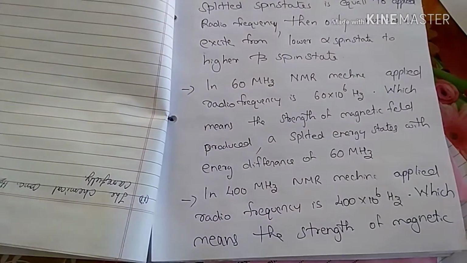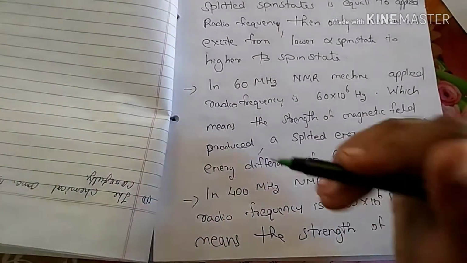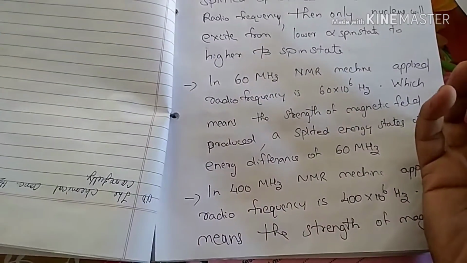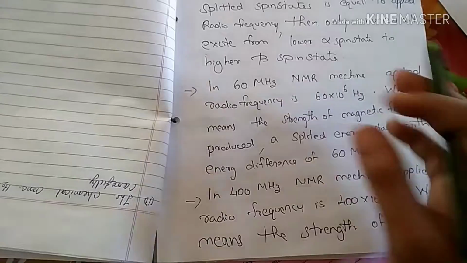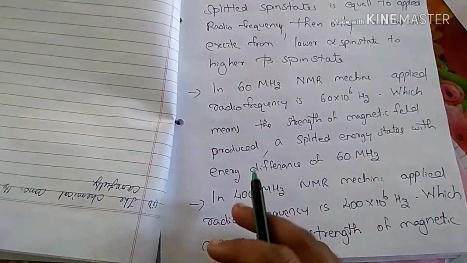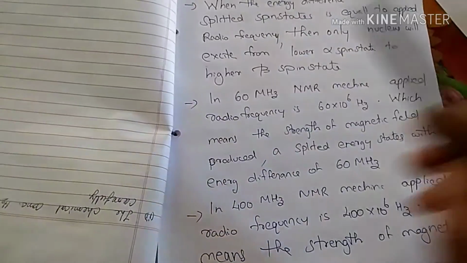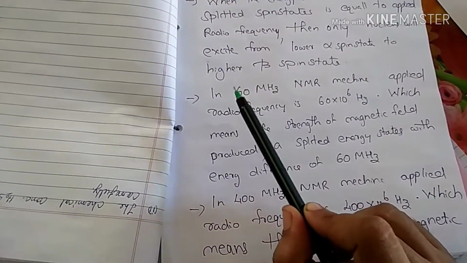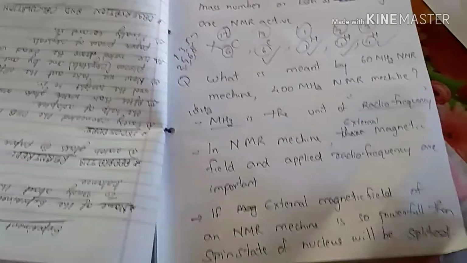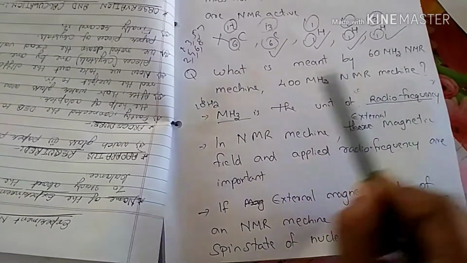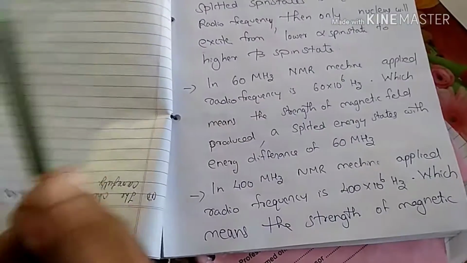Okay, to excite from the alpha spin state to the beta spin state, radio frequency is needed. So the applied radio frequency will be absorbed by the nucleus and it will excite from the lower spin state to the higher spin state. Now, what is the question? The question is, what is the meaning of a 60 MHz NMR machine and a 400 MHz NMR machine?